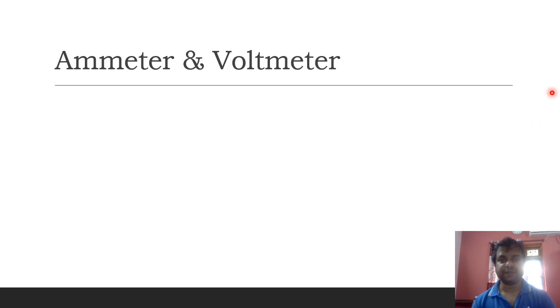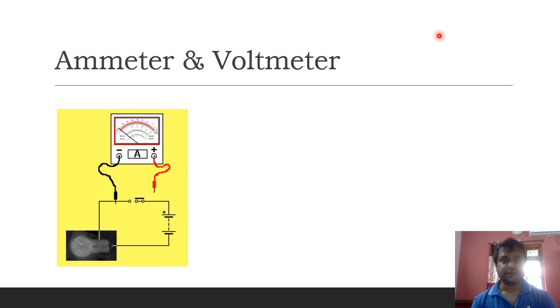Coming to the ammeter and voltmeter. We spoke about the ammeter measuring the current flowing through a circuit. So here it shows you that this is a circuit, and the circuit is connected to a bulb, and the ammeter is also connected in series to the circuit. When the wire is connected out here in series, there is a flow of electrons, the flow of current, which is measured by this ammeter.